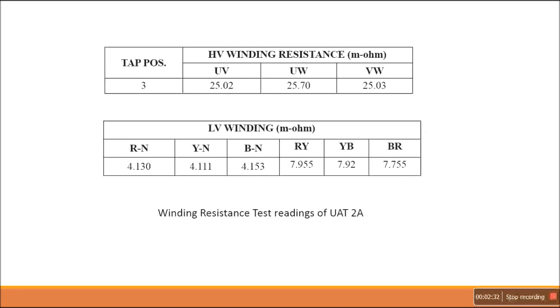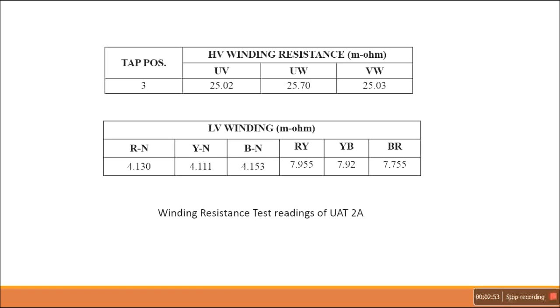This is a sample format showing the test of a transformer. Here we have tested winding resistance of a UAT2A, that is the unit auxiliary transformer. The test has been done for the tap position 3. However, we should do tests for all the taps of the transformer. We should do the test on the HV side and on the LV side.